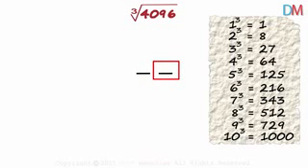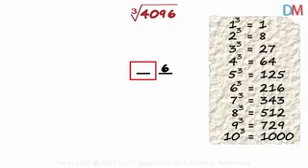Getting the units digit of the cube root is very easy. The units digit of the number is 6. Which number in the cubes column has 6 in the units digit? It's 216. So the units digit has to be 6, because only 6 times 6 times 6 can give us the units digit as 6.